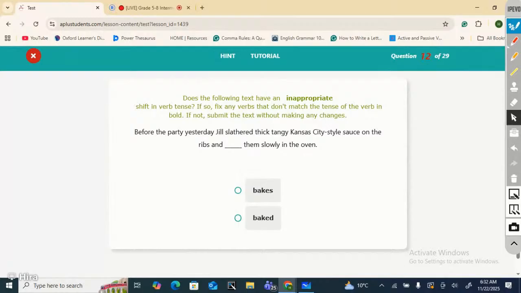So, most of you are saying it's option two, baked. Let's see. Okay. Before the party yesterday, Jill slathered. Yes. Slathered is a past tense verb. Slathered thick, tangy Kansas City style sauce on the ribs and baked them slowly in the oven. Good job. Good job. It's correct.